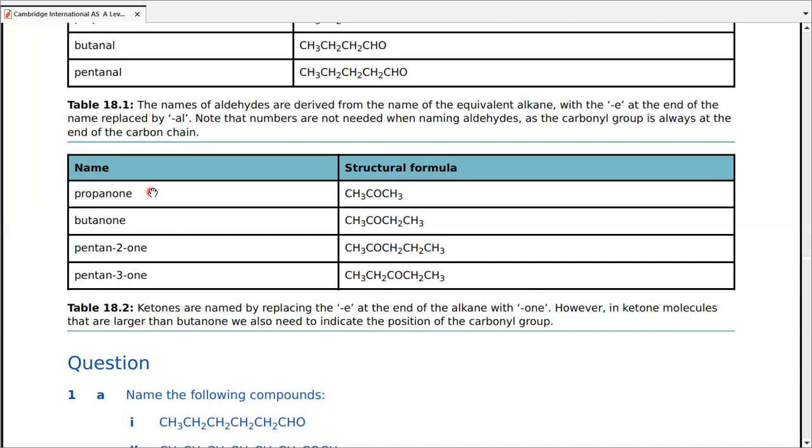And this also clarifies how we name them. So -al is the suffix for aldehydes and -one is the suffix for ketones.